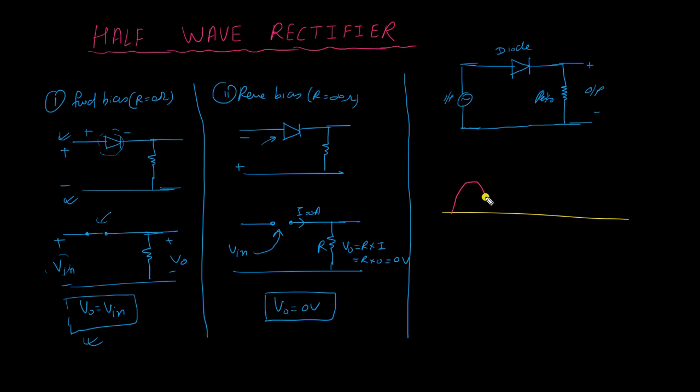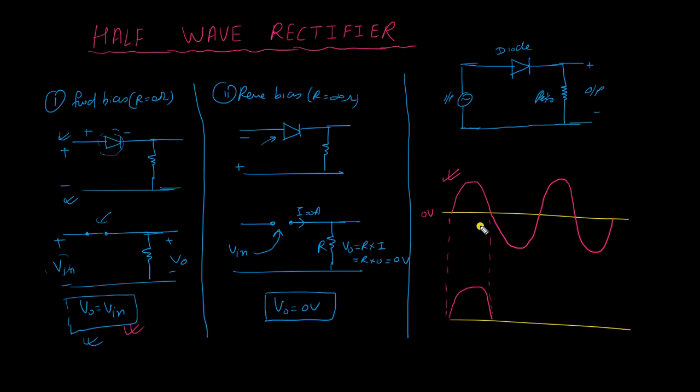Suppose here is the graph. Now here we can see that this side is positive, this side is positive, above 0 volt. So we will get this in output, that is, V output will be equivalent to V input. So we will get the output like this. We can match this like this, okay.